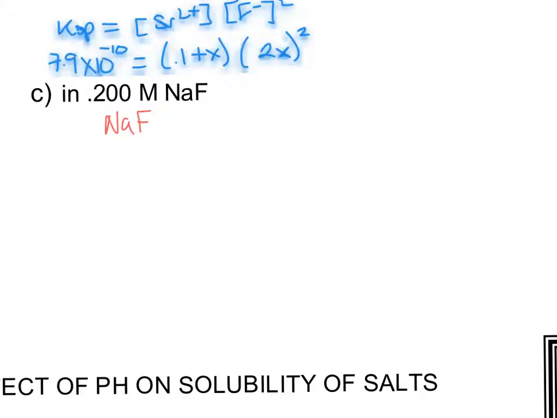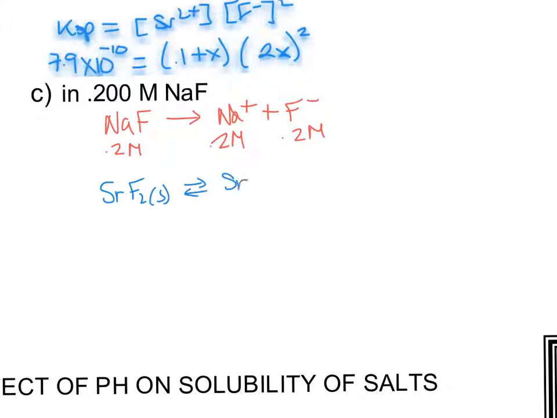So I'll start with my dissociation equations. NaF dissociates fully into Na+ and F minus. This is 0.2 molar, so this is 0.2 molar, and this is also 0.2 molar. Then I'll write the dissociation for my salt. SrF2 solid dissociates into Sr2+ and 2F minus. I'm going to start with an ICE chart. Don't care about my solid.